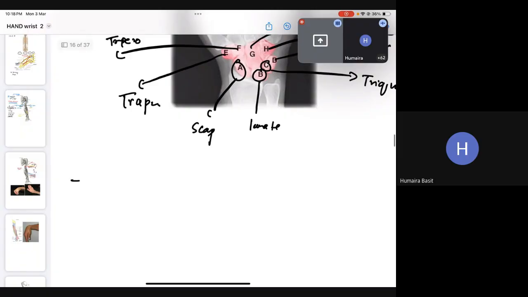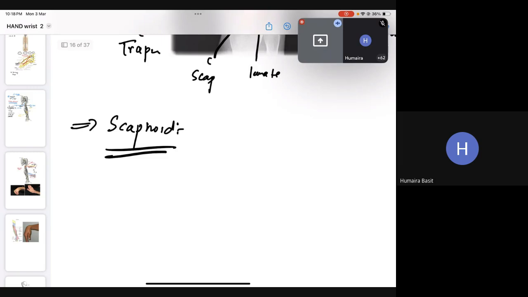Can you guys just tell me the commonly fractured bone within the wrist? What's that bone? Scaphoid. Perfect, scaphoid. You have a word MCQ on that, right? So scaphoid is the most commonly injured bone. The second thing, where do we find the scaphoid bone? At the base of the anatomical snuff box, right? You have a word MCQ on that as well.